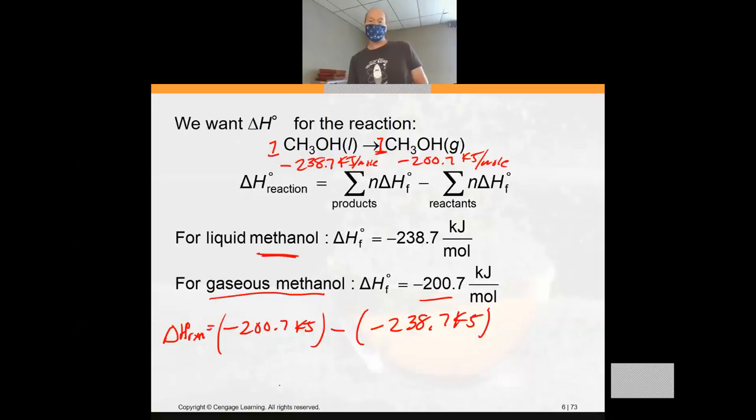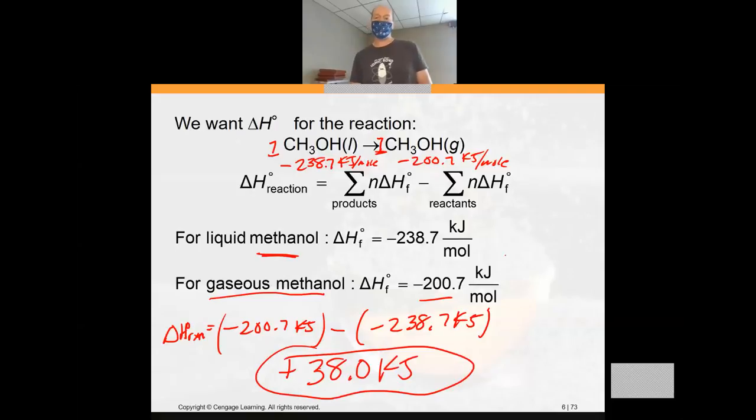When you do that, you're going to get a positive 38.0 kilojoules. Push that on your calculator. Positive 38.0 kilojoules. So it is endothermic, and it feels cold. And how do we know that it feels cold?